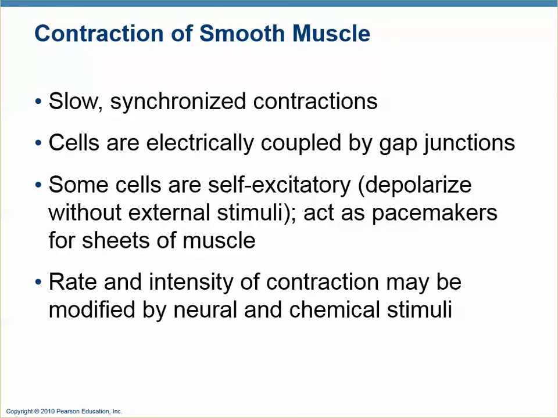Now, these things don't have that same sort of responsiveness that skeletal muscle has, for the most part. It tends to be very slow contractions, and all the cells in the layer that are associated with each other tend to contract together. Often there's gap junctions that help with it. Some cells actually are self-excitatory and will act like pacemakers.